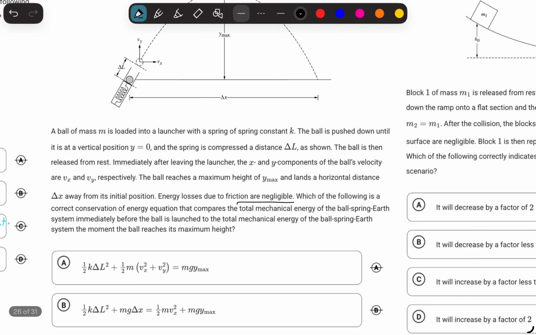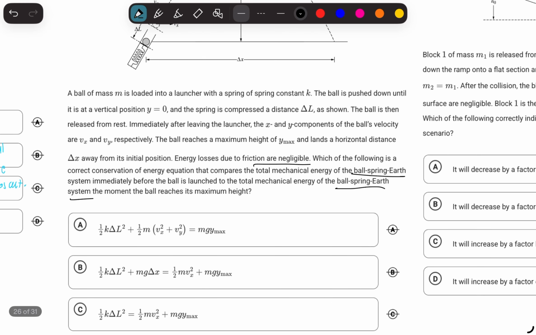Which of the following is the correct conservation of energy equation that compares the total mechanical energy of the ball-spring-earth system immediately before the ball is launched to the total mechanical energy of the ball-spring-earth system? So the system is ball, spring, earth. So this is before it's launched, and then this is when the ball reaches the maximum height.